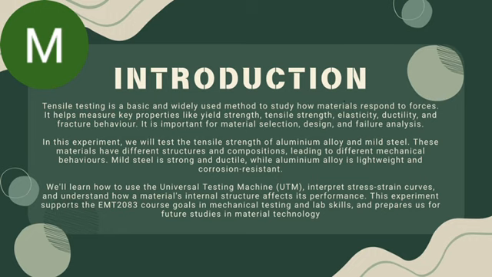We will learn how to use the universal testing machine, interpret the stress-strain curve, and understand how a material's internal structure affects its performance. This experiment supports the EMT2083 course goals in mechanical testing and lab skills, and prepares us for future studies in material technology.